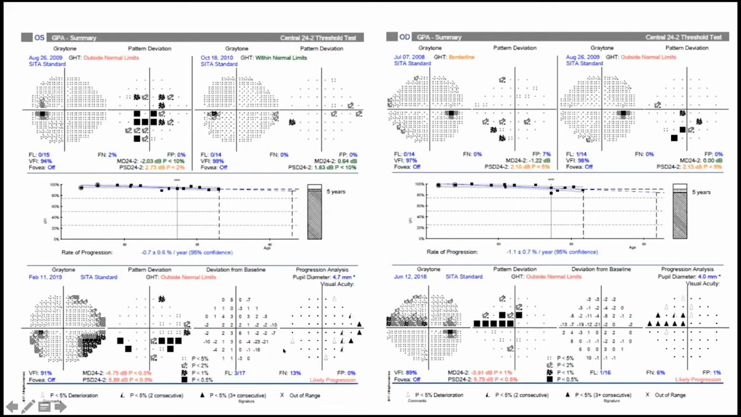Is today's visual field worse than the baseline? And what we'll see is a number of points, I'm pointing them out with the arrow, where we have these open triangles.